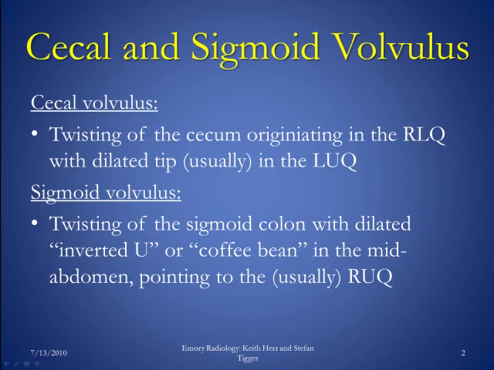Both cecal and sigmoid volvulus represent twisting of bowel on their attachments to the mesentery. Due to the often dramatic subsequent bowel obstruction, these entities can often be detected or at least suspected and distinguished from one another on plain film radiography or CT.